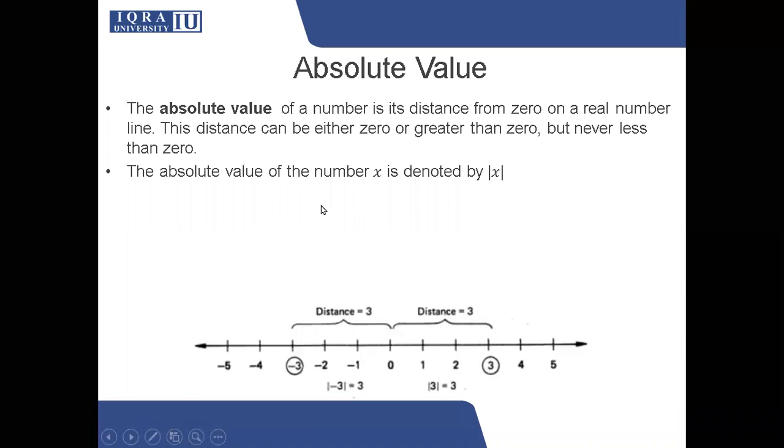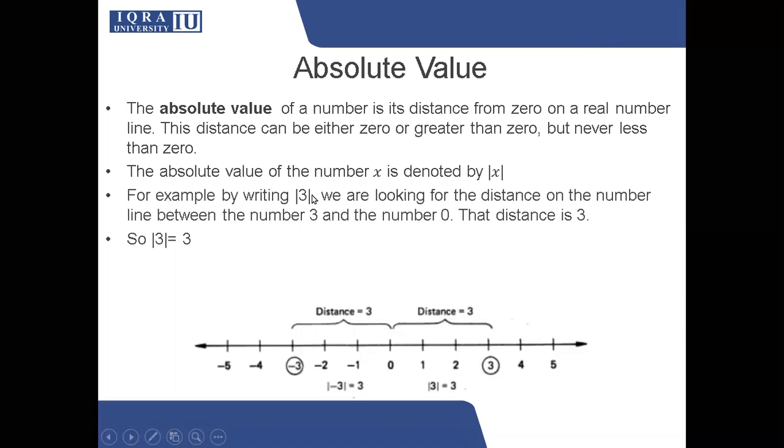The absolute value of the number x is denoted by this symbol. If you see just the number 5, that is simply 5. But if you see two vertical lines with a number between them, this means I'm asking for the absolute value of the number 5, or in such cases the absolute value of x, right?